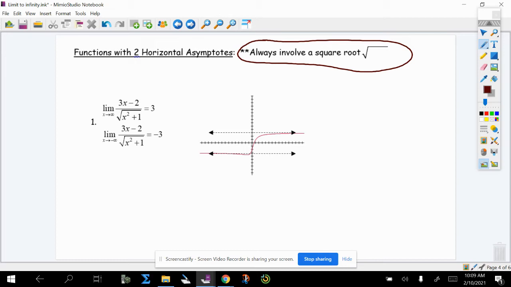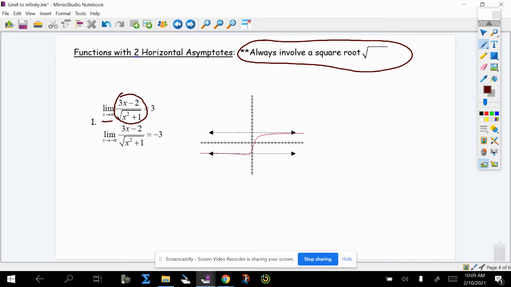So if you look at this particular function, 3x minus 2 over square root of x squared plus 1, you do have the same degree. When you take the square root of the bottom, you end up with just an x to the first power. The difference with my asymptotes really just depends on which direction I'm heading. If I'm heading in the positive direction, I get a limit of 3. If I'm heading in the negative direction, I get a limit of negative 3.